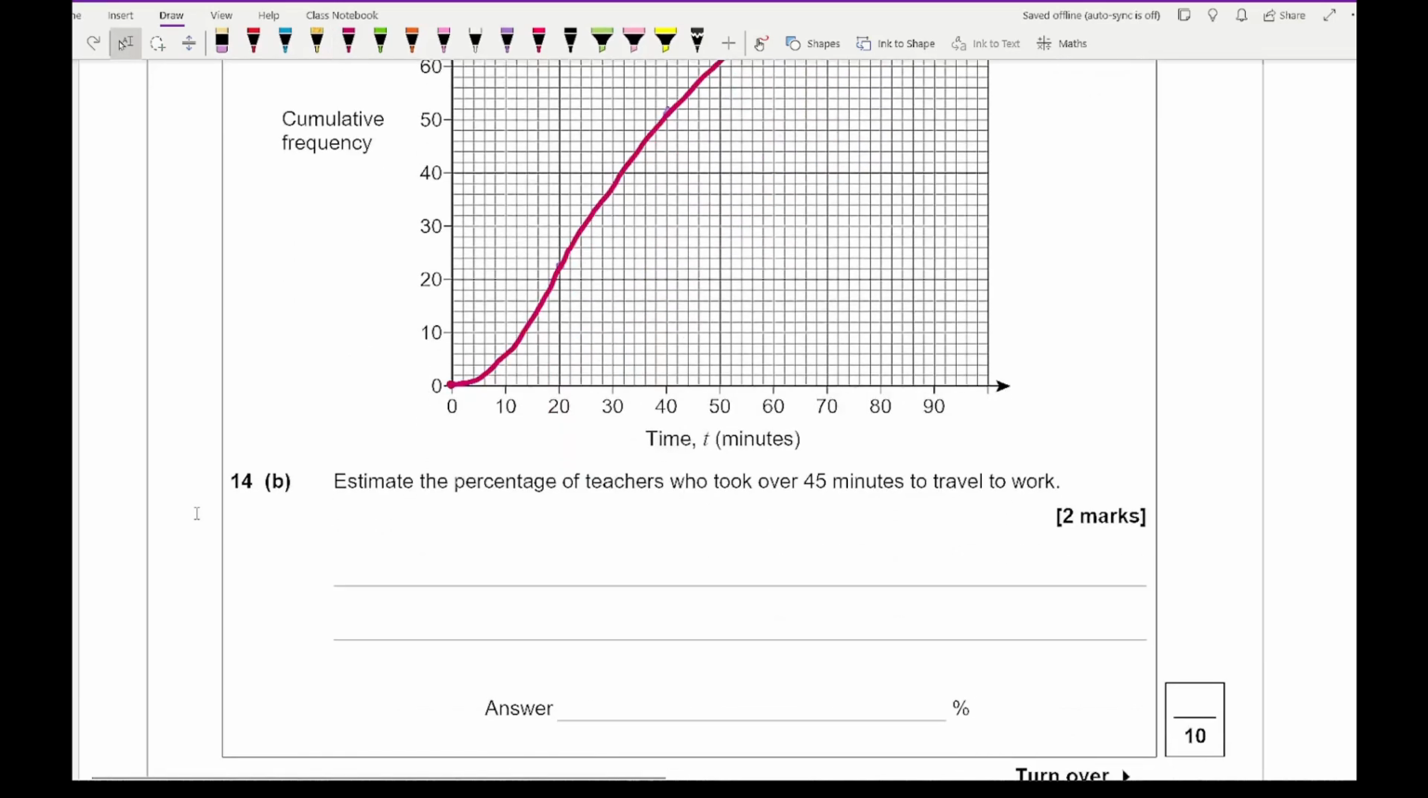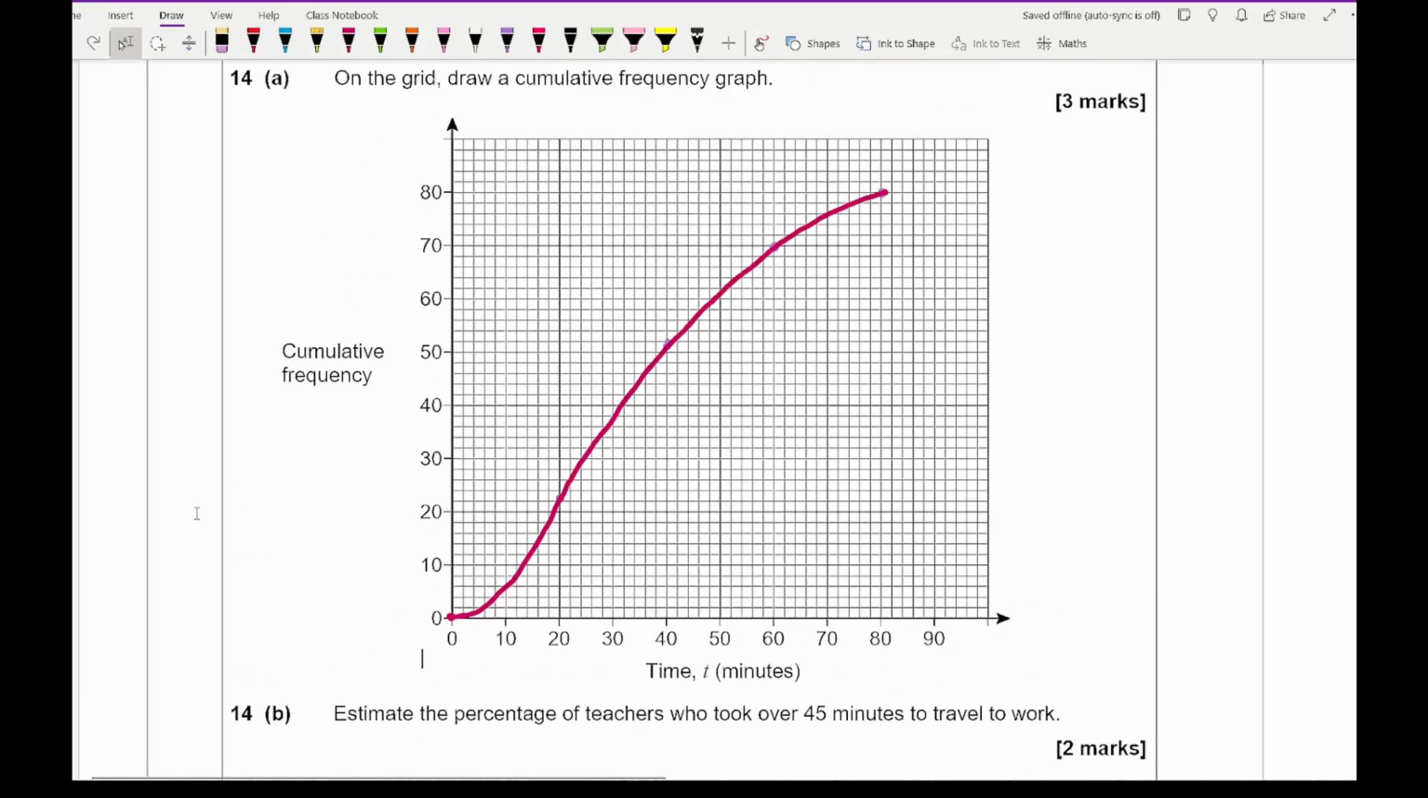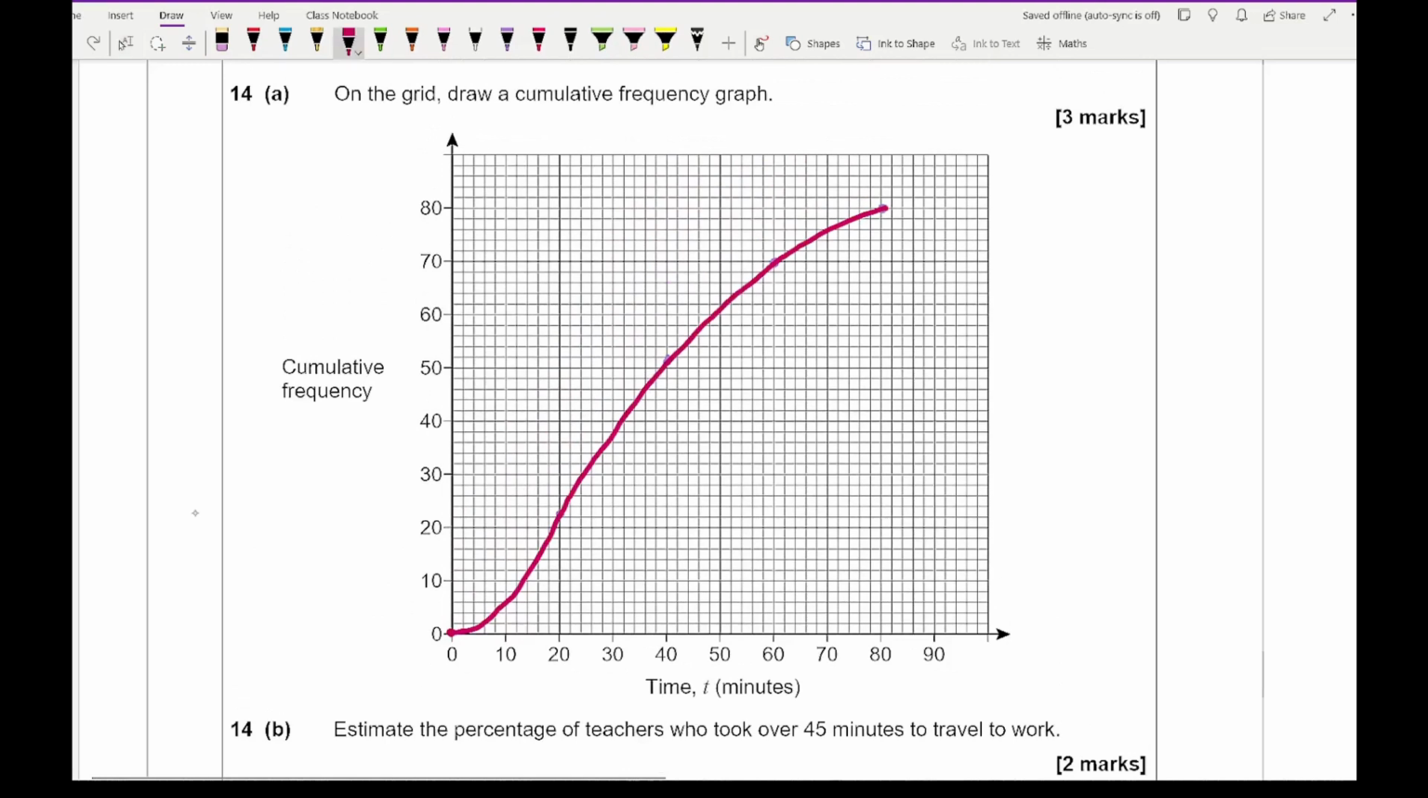The next question says, estimate the percentage of teachers who took more than 45 minutes to travel to work. So for this, what we need to do is find 45 on the x-axis, and then project vertically until it hits our curve. As soon as it hits the curve, we then want to go across. Now the answers are accepting any answer between 54 and 60 depending on your cumulative frequency curve.